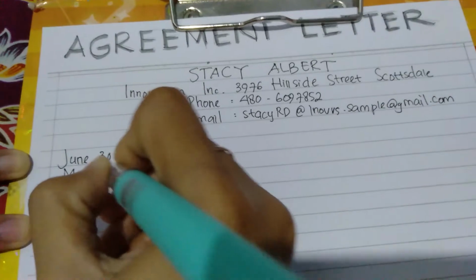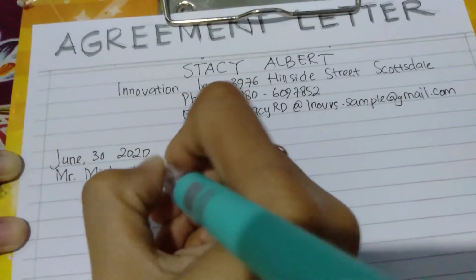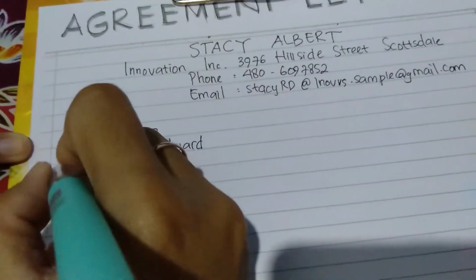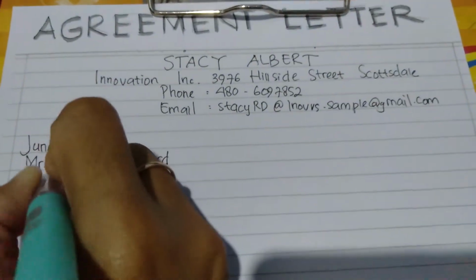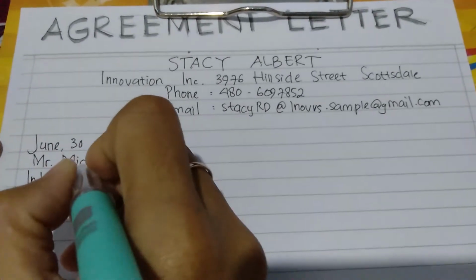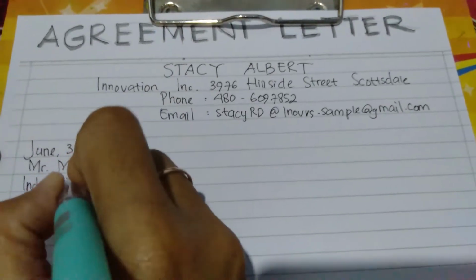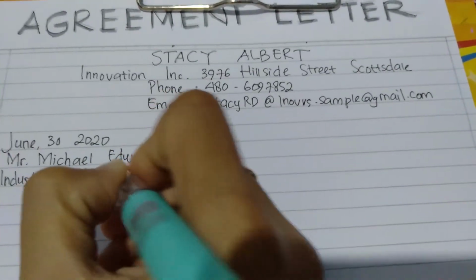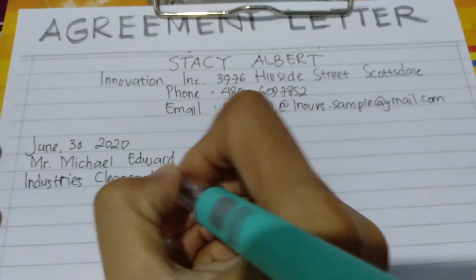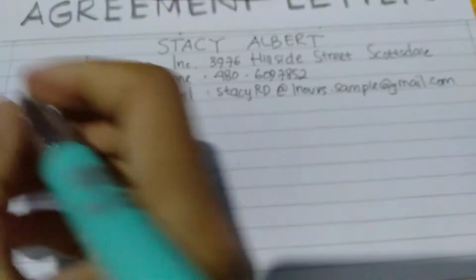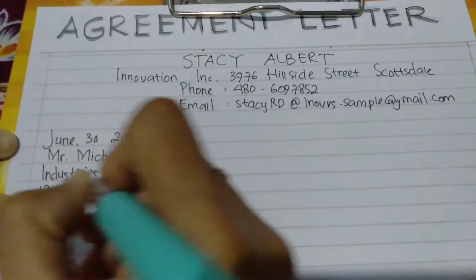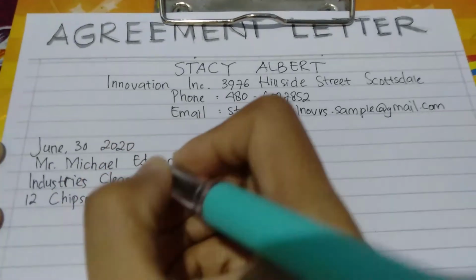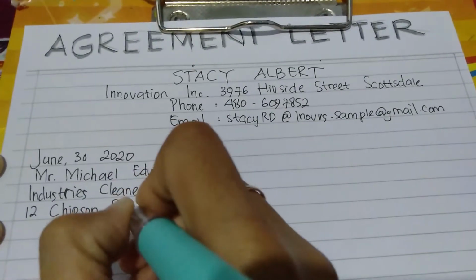The third chapter is about the recipient's information, and in this case, you need to know the name of the person in charge of the project or the person who may read or receive your letter. For example, Mr. Michael Edward, and where he's from. In this case, it's about his company's details. You can put the complete address of the company with the state, city, and the zip code.